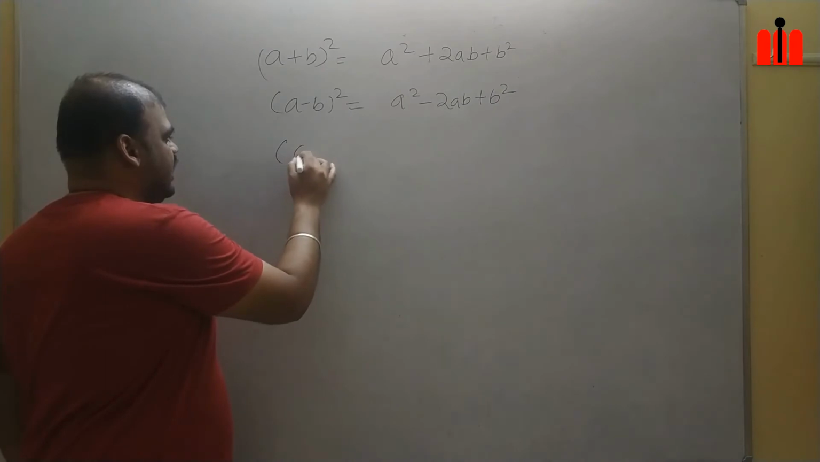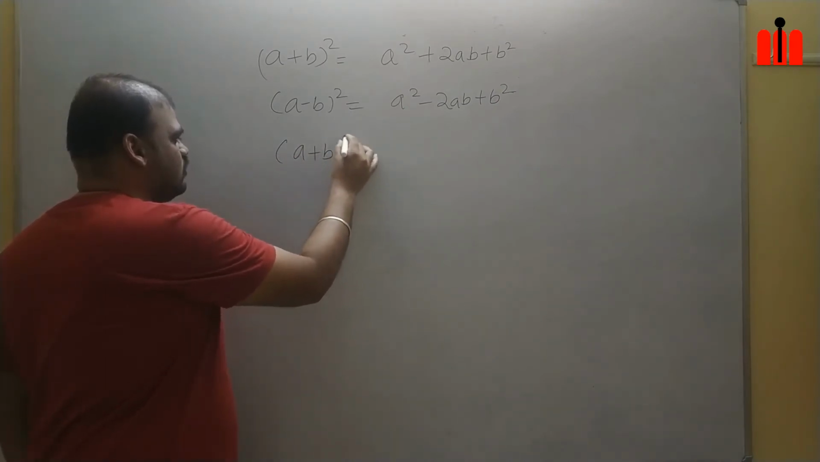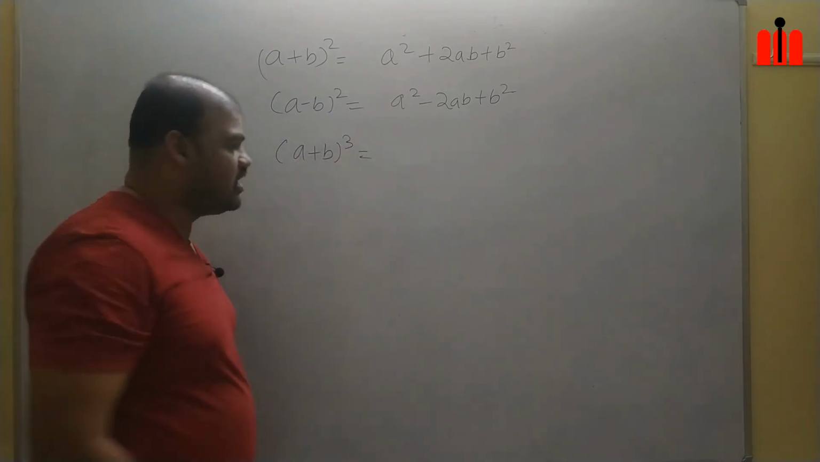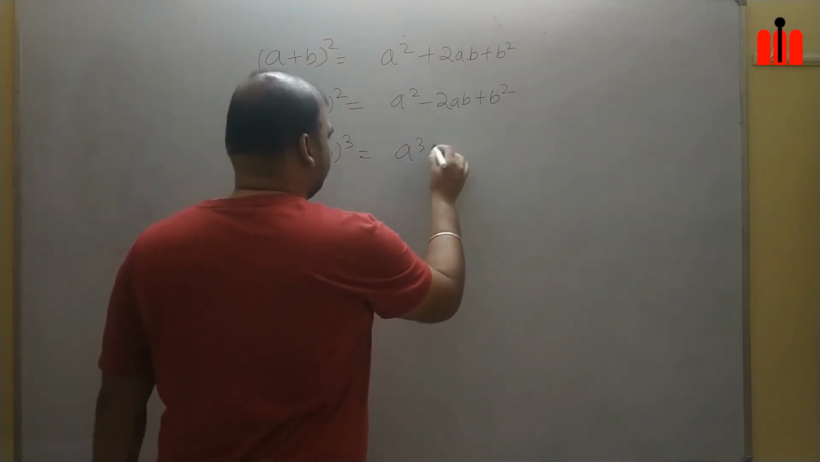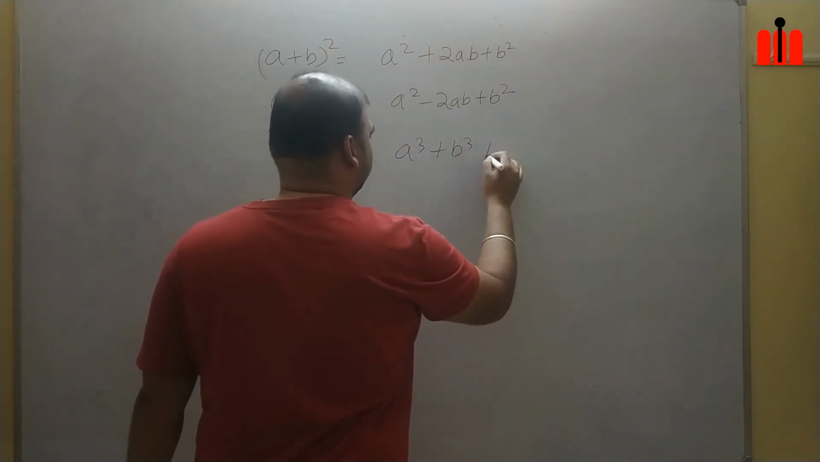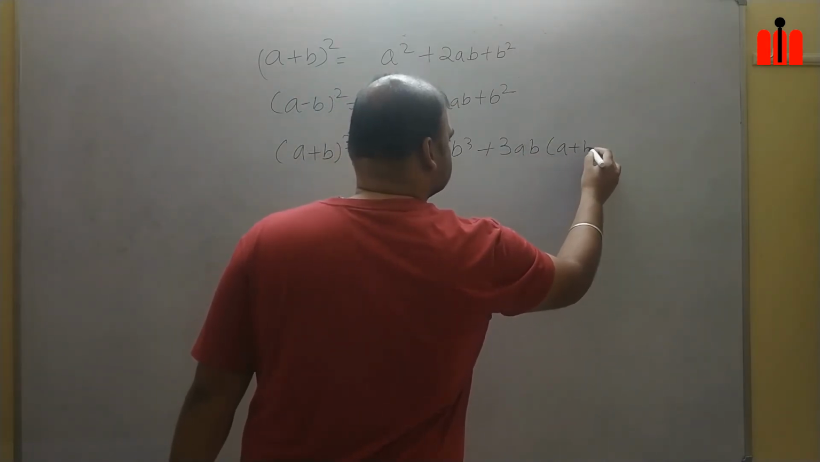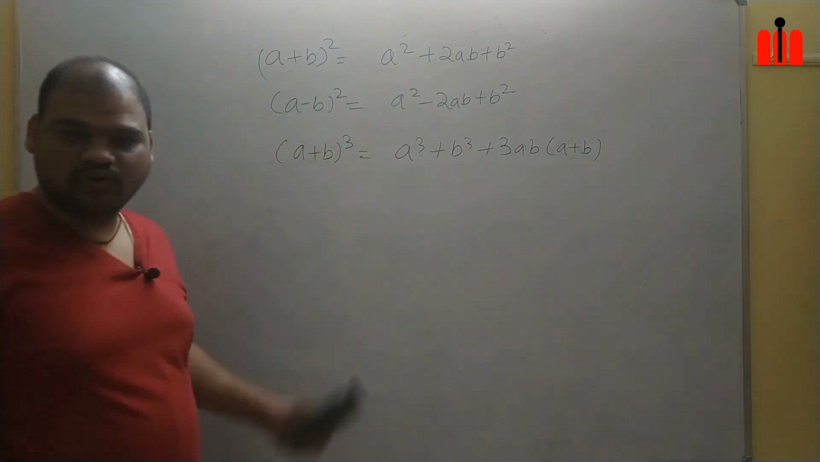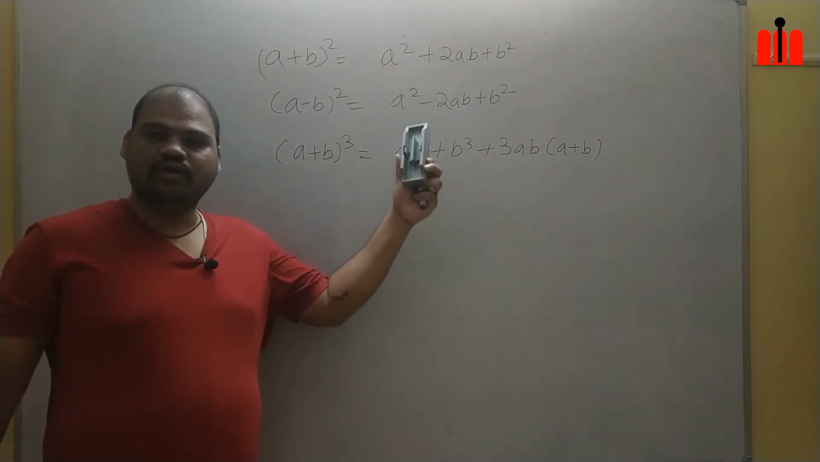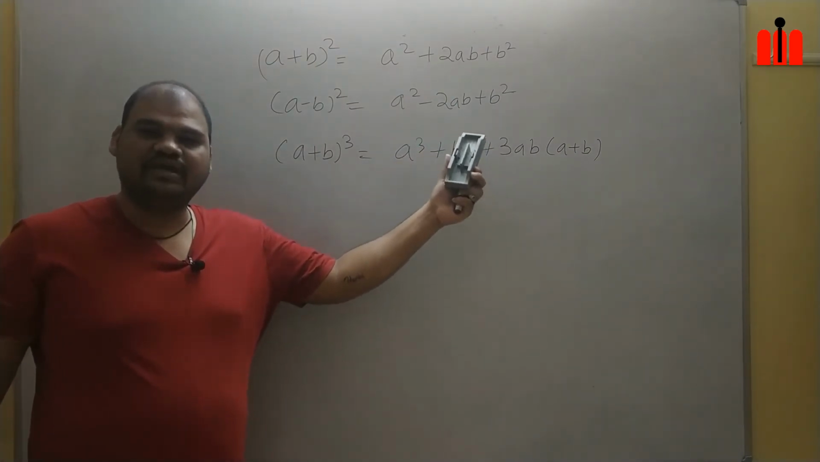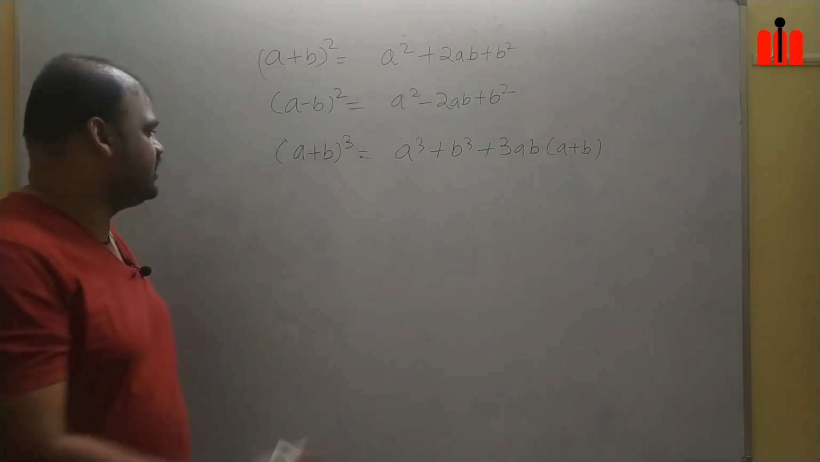Next, a plus b whole cube. A plus b whole cube formula is a cube plus b cube plus 3ab bracket a plus b.